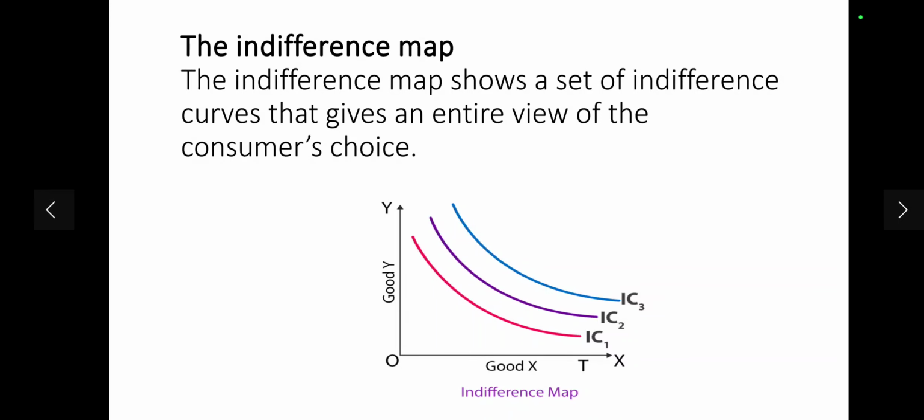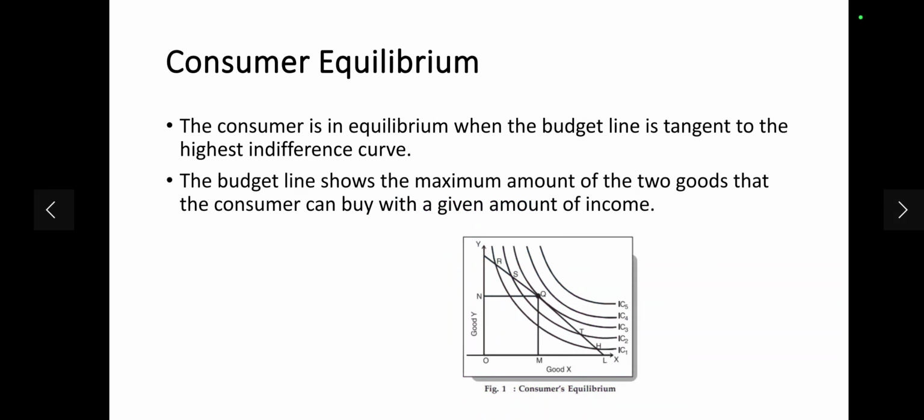Now, where will the consumer be in equilibrium? Consumer with a given budget. The consumer is constrained by his budget. So the consumer will have to maximize satisfaction with a given level of income. So we can draw the budget line of the consumer. If the consumer has a given level of income and we know the prices of the two goods, we can determine the different combinations which the consumer can have with his budget. The consumer will be in equilibrium when the budget line is tangent to the highest IC.